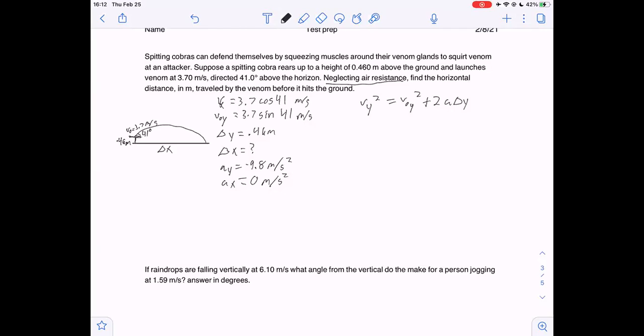So now we can plug in what we know. We know Vy is equal to the square root of 3.7 sine 41 squared plus 2 times negative 9.8 times negative, because our delta y is going to be negative, 0.46.